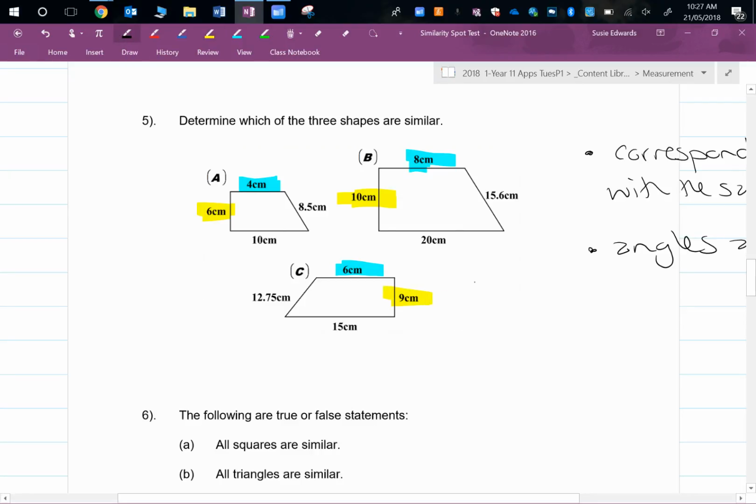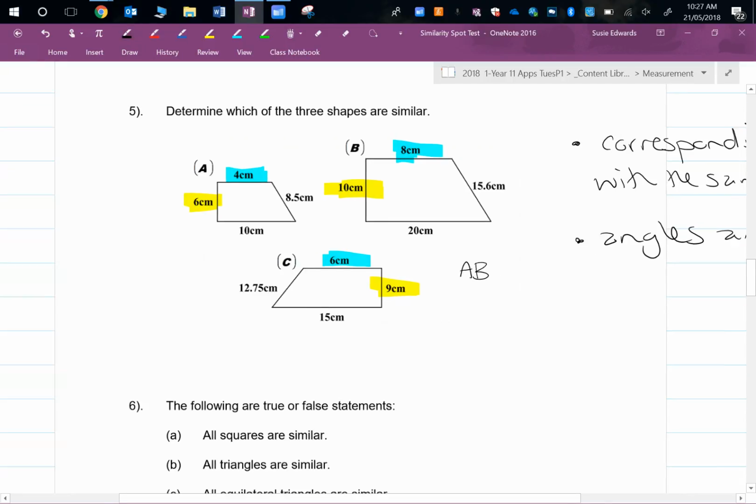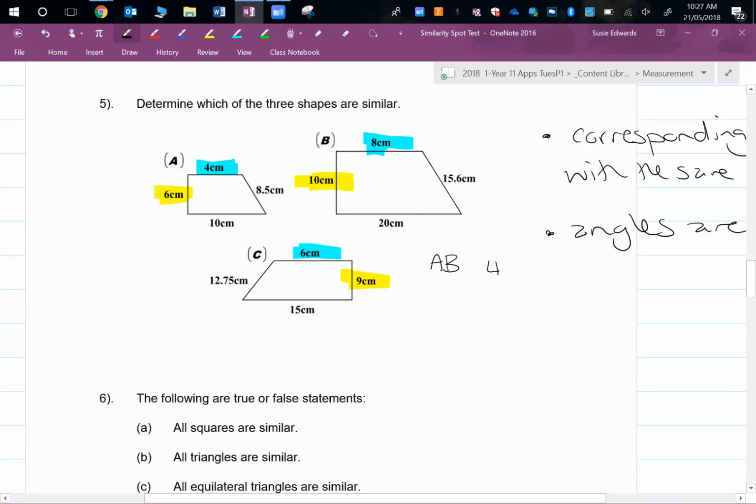Okay, so A to B, if we look at the ratio of 4 to 8, is it the same as the ratio of 6 to 10? If I write it as fractions, 8 divided by 4, is it equal to 10 divided by 6? Is it the same thing? If I simplify it down, would it be the same thing? No. So therefore, A and B are not similar. That's worth 1 mark. A and B are not similar because if we look at those 2 ratios, it's not the same.